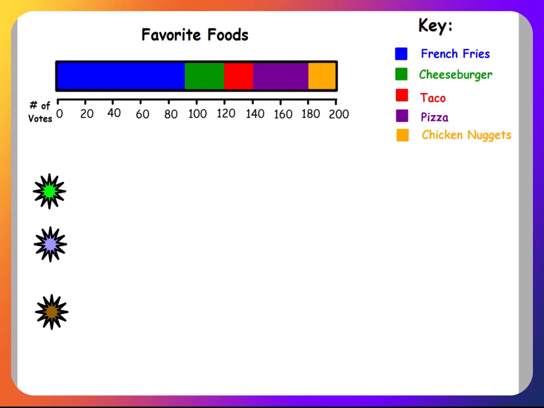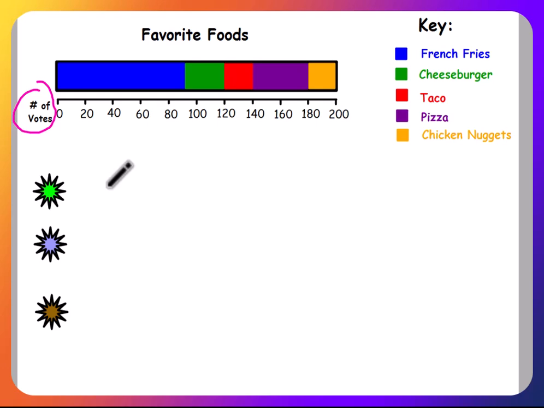Okay. Now we have one that's already made for us. It's already been graphed, and we want to answer questions. So again, always look at your key. This one is color-coded. French fries is blue, cheeseburger is green, and so on. I always find the easiest thing is to go ahead and label the percents. But look at this one. It doesn't tell us percents, does it? It says number of votes, not percent. So this is the number of votes.